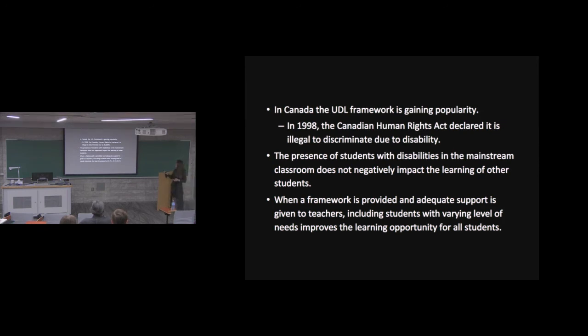So in 1998, it was declared in Canada illegal to discriminate due to disability, and that has to do with how buildings are accessible, how text is made accessible. So by law, any textbook that's available in hard copy also has to be available electronically in alternate text format for accessibility purposes.